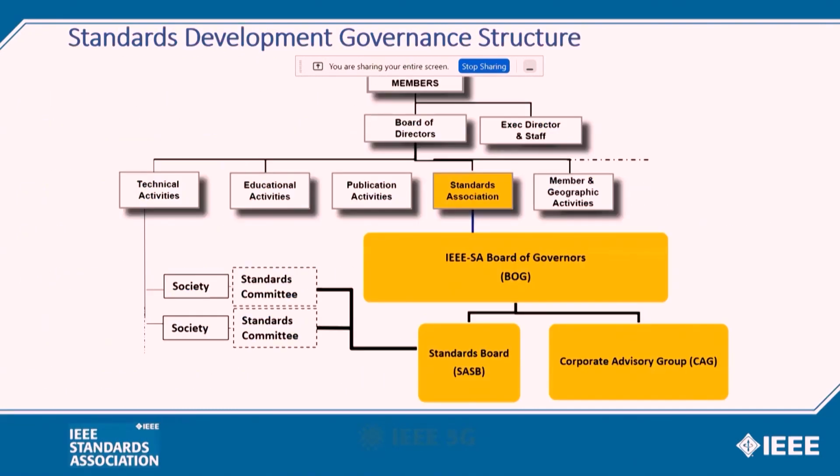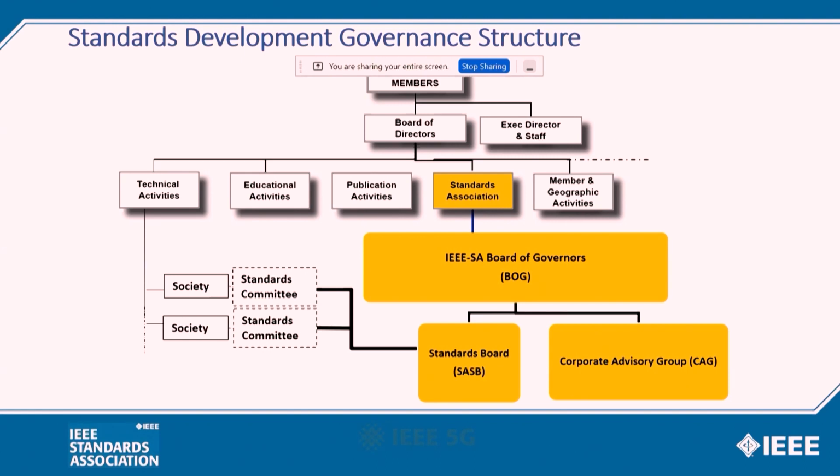So what is the governance structure for standards development at IEEE? Standards Association is one of the major OUs. So there are the technical activities that everybody knows, educational activities, publications, geographic activities, and then Standards Association. It's a peer to those. And Standards Association has a Board of Governors and a Standards Board.